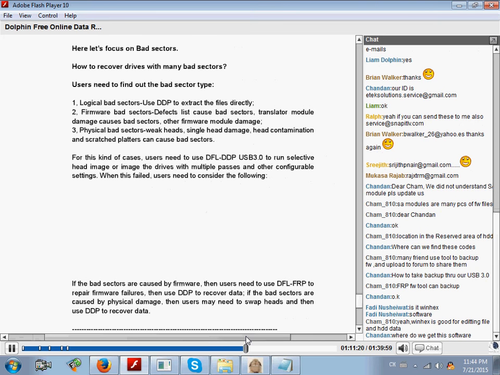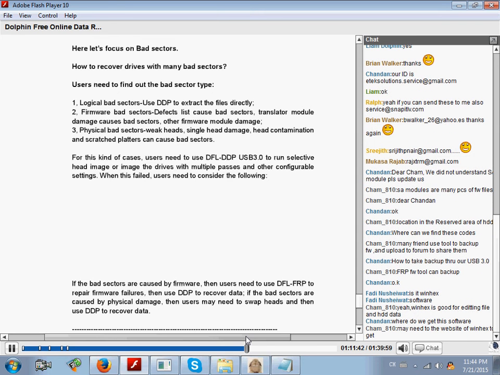The first one is logical bad sectors. This one is the easiest one. You can use DDP to extract the file directly. The second one is firmware bad sectors. So what are firmware bad sectors? Like your defectlist, your glist, your plist. If your glist overflows, it cannot contain so many bad sectors, then it overflows. When it comes to your drive, you will find a lot of, maybe, bad sectors. Or if the translator module or some other important module is damaged, especially the head adaptive modules, this will also cause bad sectors.